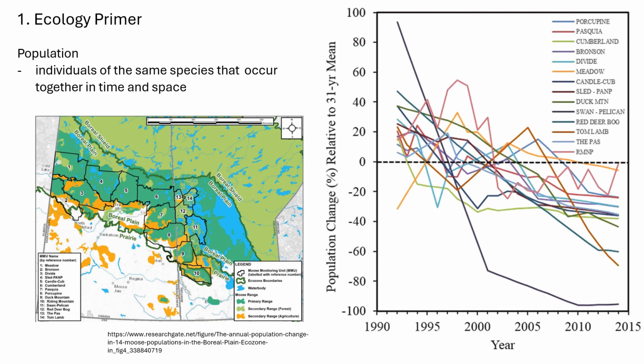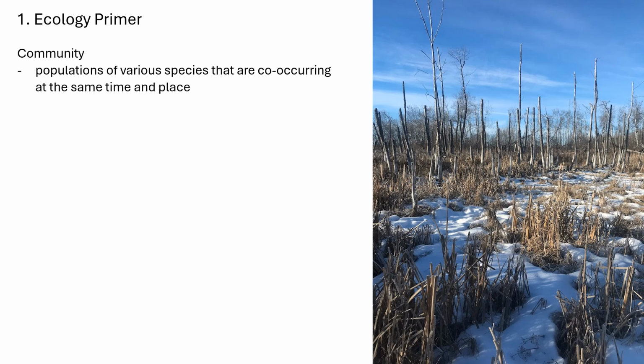So ecologists can study at the individual level, at the population level, and then moving out a bit further, we can also study systems at a community level. What's a community? It's populations of various species that are co-occurring at the same time and space and place. So here, maybe I have a community. I got a population of cattail. I got a population, well, some of these trees are dead, but I have a population of trees here, certain species of trees, and these guys are co-occurring in the same time and place. I would call this a community.